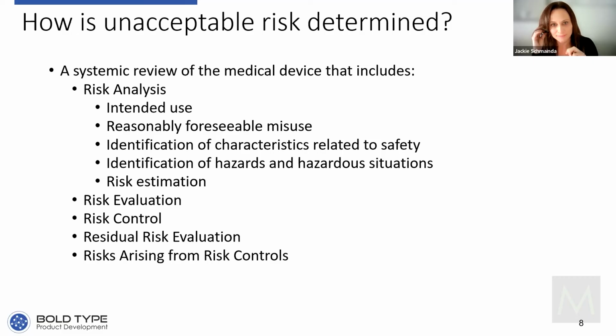And then you go through a number of activities, apply some risk controls, and then repeat the whole cycle all over again to see if your risk control has yielded a lesser risky device. And once that's all complete, you look at your risk controls again, and you see if there's any risks that have arisen from the application of risk controls. It's a very iterative process, and it starts very early in the design and development process.